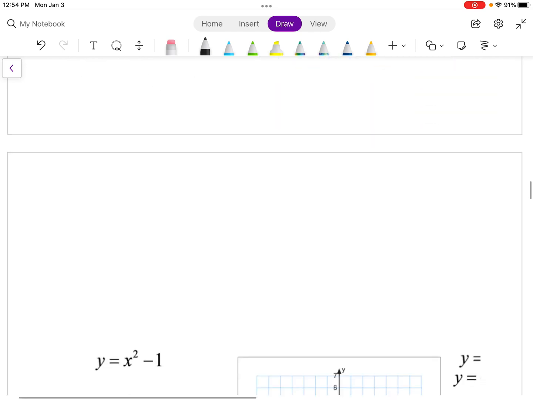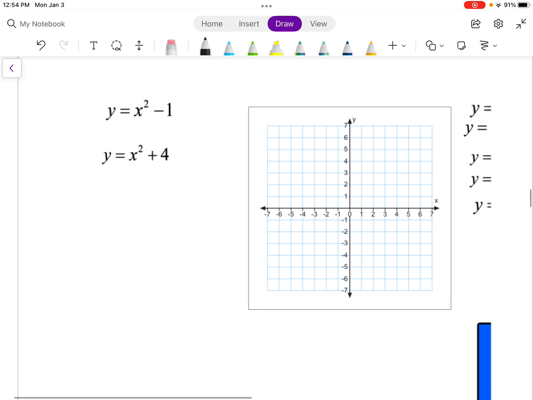So if I come down here, here's a couple of functions. I have y equals x squared minus 1 and y equals x squared plus 4. And we want to graph these using transformations. So if you think about what we did with the absolute value graphs, y equals the absolute value of x minus 1, or y equals the absolute value of x plus 4, right? If I come back up here with this one, we know that when you subtracted 1 on the outside, it moved the graph down. Well, this is exactly the same then. You're subtracting 1 on the outside, it's going to move the graph down.